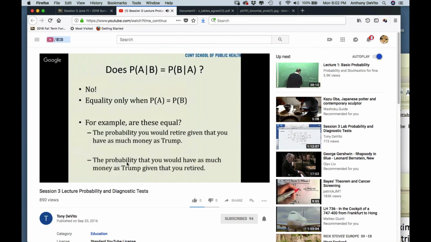For example, the probability that you would retire given that you had as much money as Trump. I want to stop you there. This was recorded before the man was president. I just want you to know that. Before he even was running for president.